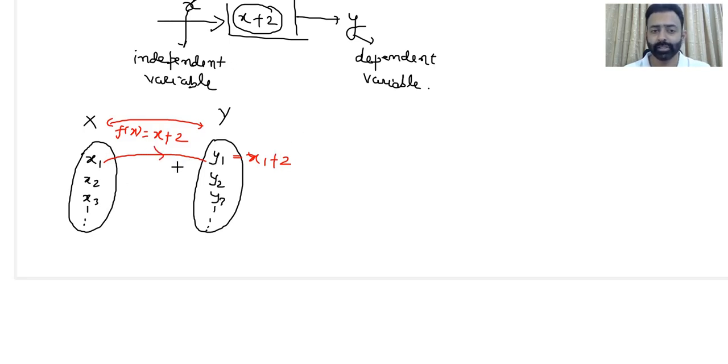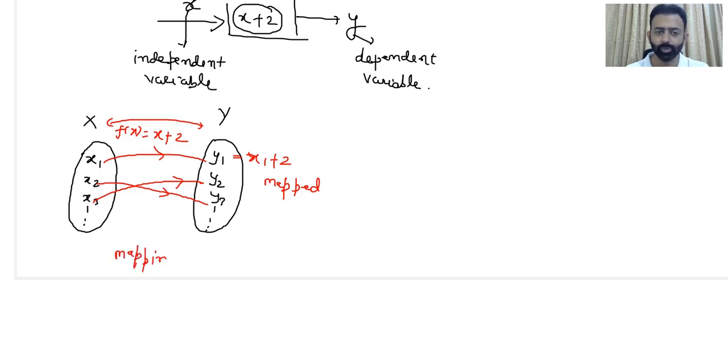We say that x1 is mapped to y1, right? And if the input goes x2, let us say you are getting the value as y3, okay, and x3 is mapped to y2, right? So the way the input and output variables of two sets are related, are connected to each other, this scenario is called mapping.